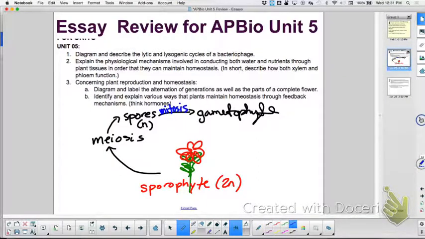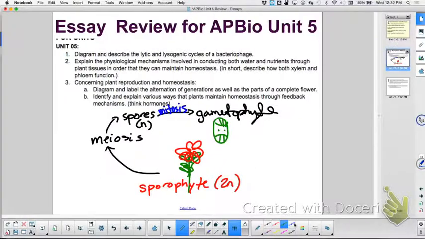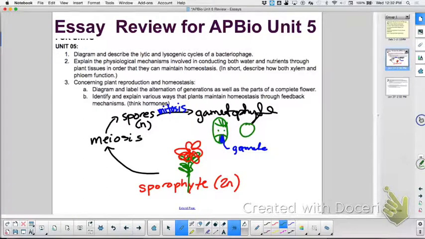That gametophyte, if I'm talking about a flowering plant, you know what that gametophyte looks like, right? The female gametophyte looks like this. I didn't draw it very well. And then the female gamete is actually right there. That is the actual gamete. This whole thing is the female gametophyte. And then the male gametophyte, that would be like a pollen grain, and it has 3 sperm in there, right?